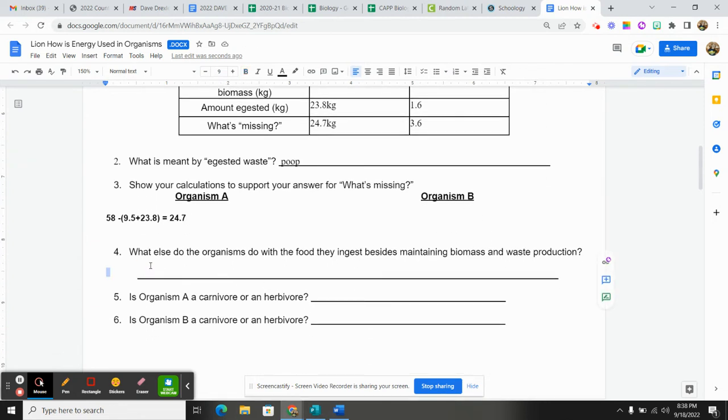So for number 4, what else do organisms do with the food they ingest besides maintaining biomass and waste production? So what else do you do with your food? You use it for energy.